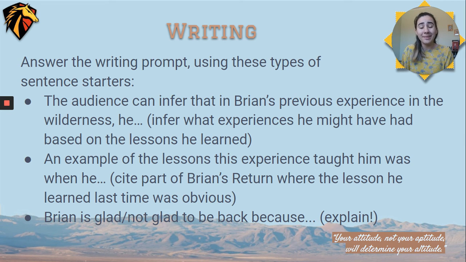Lastly, you need to explain why Brian is glad to be back or not glad to be back. So you're going to pick which one he is and say, Brian is glad to be back because, and explain your reasoning, or Brian is not glad to be back because, and then explain your reasoning. With these sentence starters, you should be able to write a pretty good ACE paragraph, a long ACE paragraph, but an ACE paragraph nonetheless, about Brian's experience with the wilderness and with the animals.